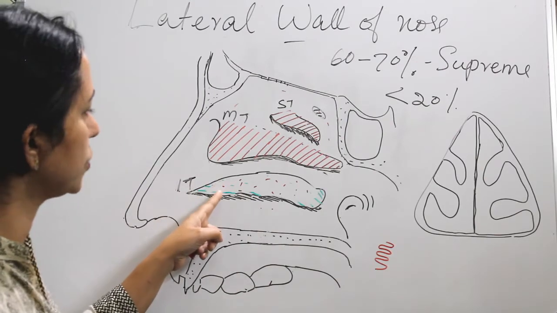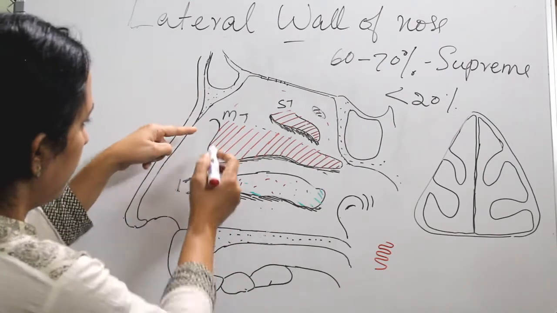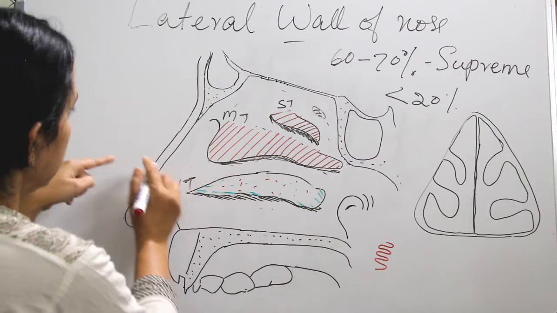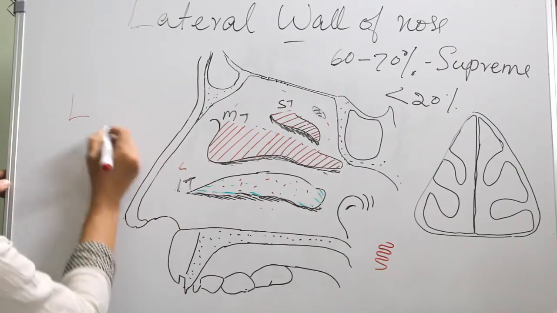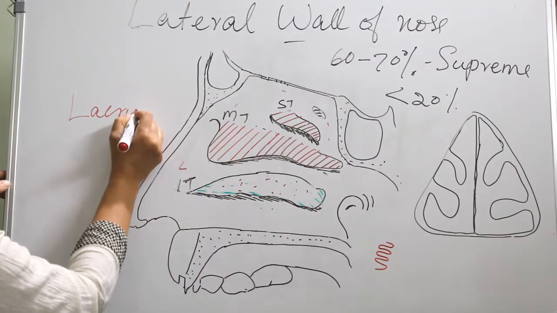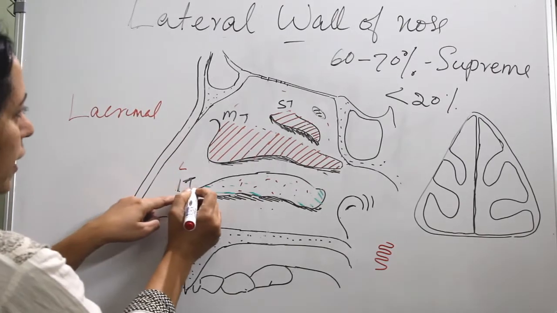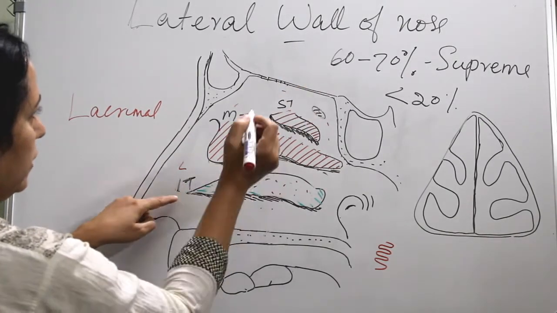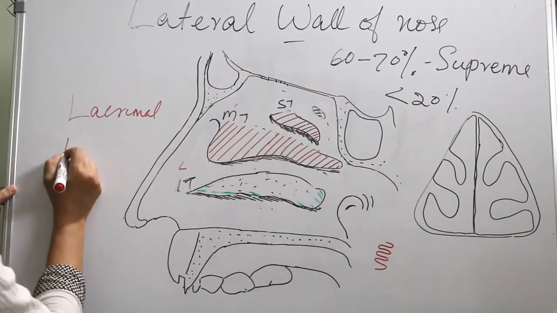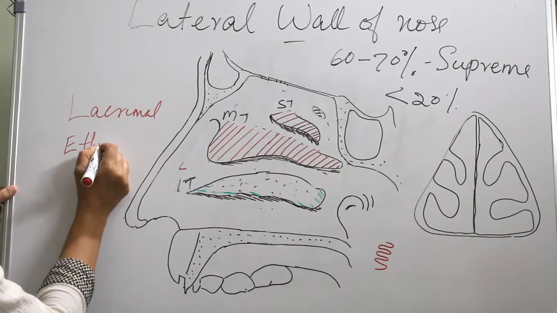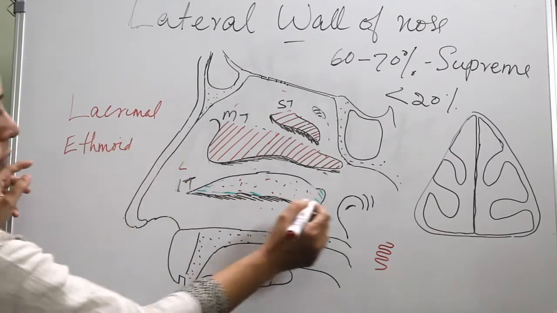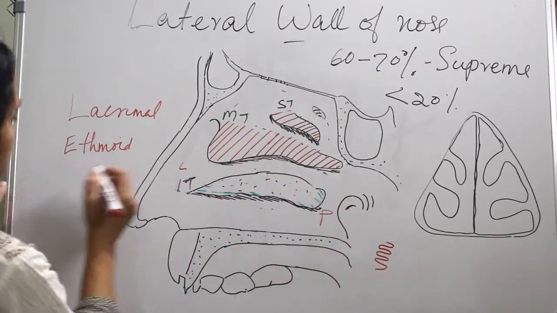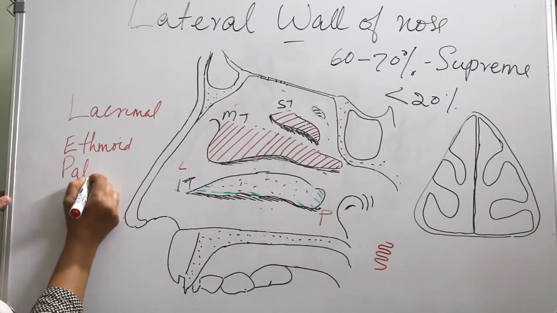Also it has articulation with the lacrimal bone here, and also with the ethmoid bone. And what comes here? Palatine bone.